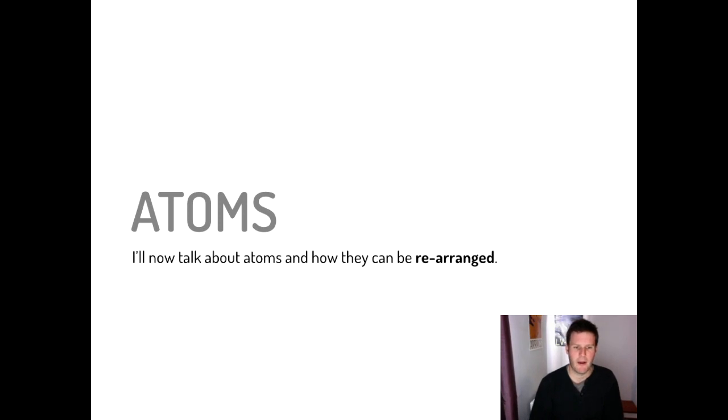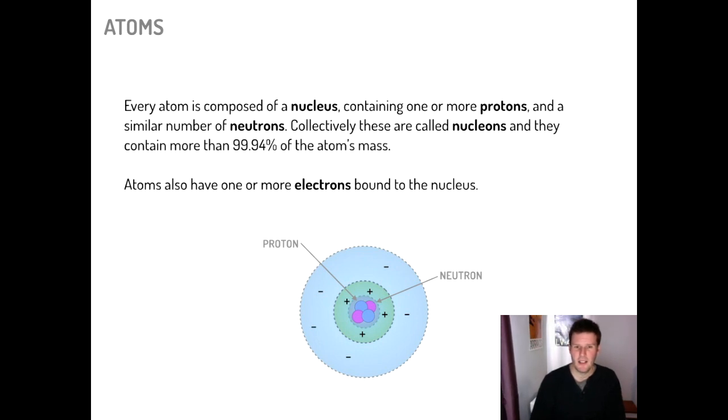Okay, so first of all, we're going to talk about how atoms are rearranged and what atoms are. Every atom is composed of a nucleus that contains 1 or more protons and a similar number of neutrons, although not exactly the same number. Collectively, we call these nucleons, and they actually contain the vast majority of an atom's mass, about 99.9%. Atoms also have electrons bound to the nucleus, typically on the outside of an atom, whereas the nucleus is on the inside. Being composed of protons and neutrons, the nucleus is positively charged, whereas the outskirts of the atom are negatively charged. Put together, most atoms become neutral. These two positive and negative charges cancel out, although that's not always the case.